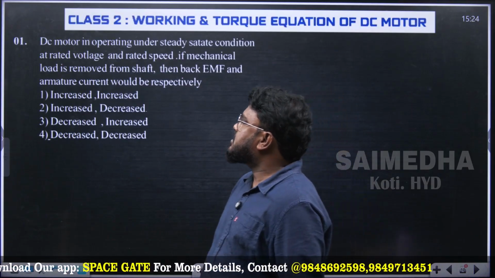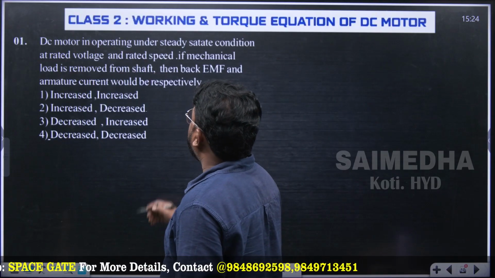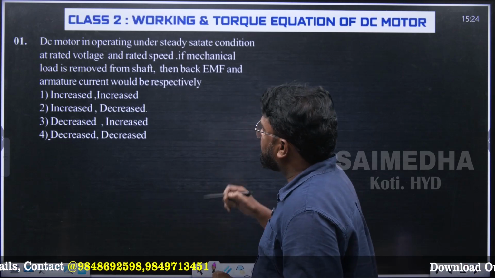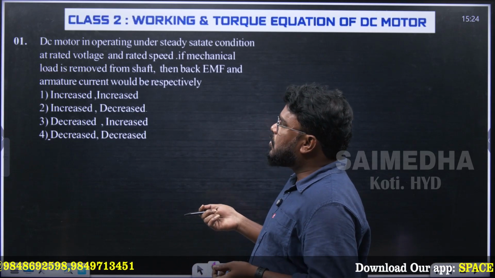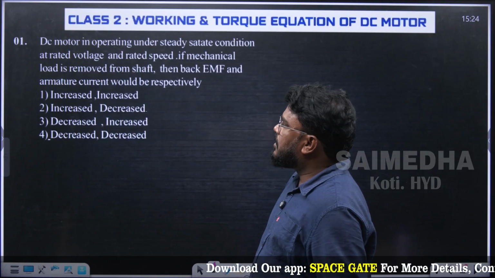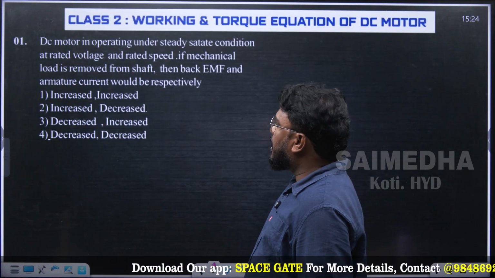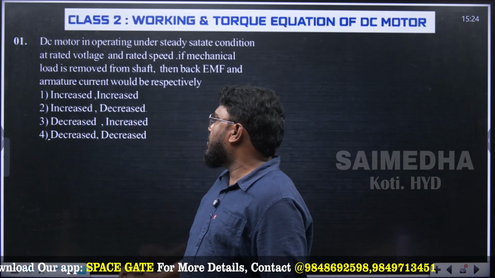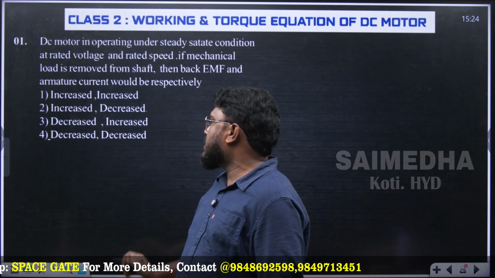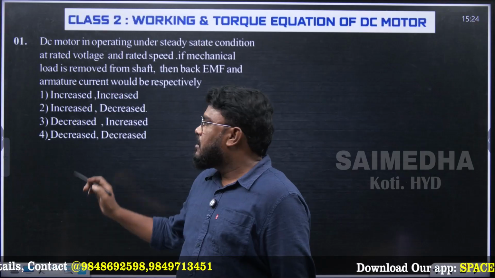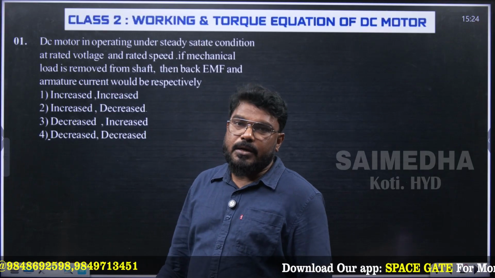Question number 1: A DC motor is operating under steady state condition at rated voltage and rated speed. If mechanical load is removed from the shaft, then back EMF and armature current would be respectively: option 1, increased, increased; option 2, increased, decreased; option 3, decreased, increased; and option 4, decreased, decreased.